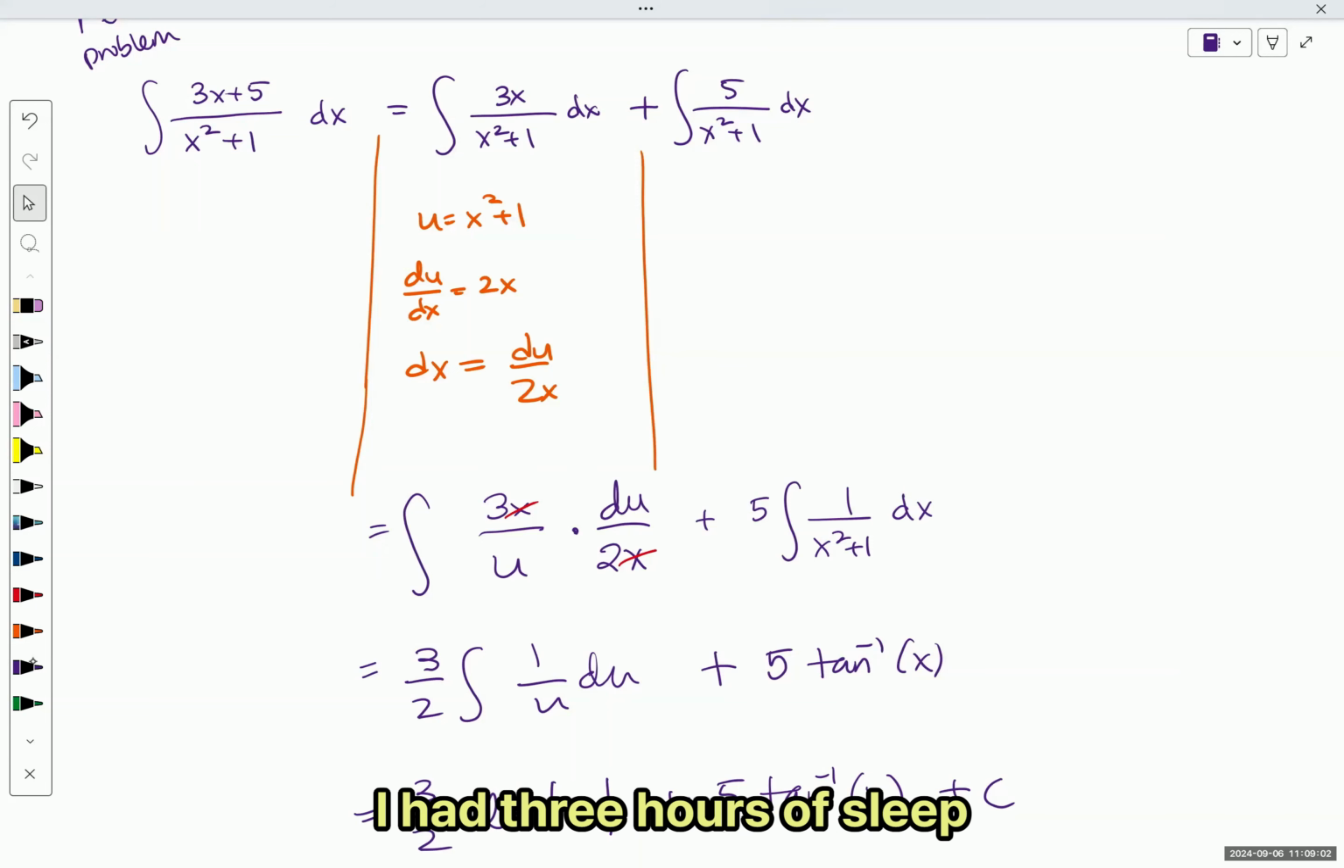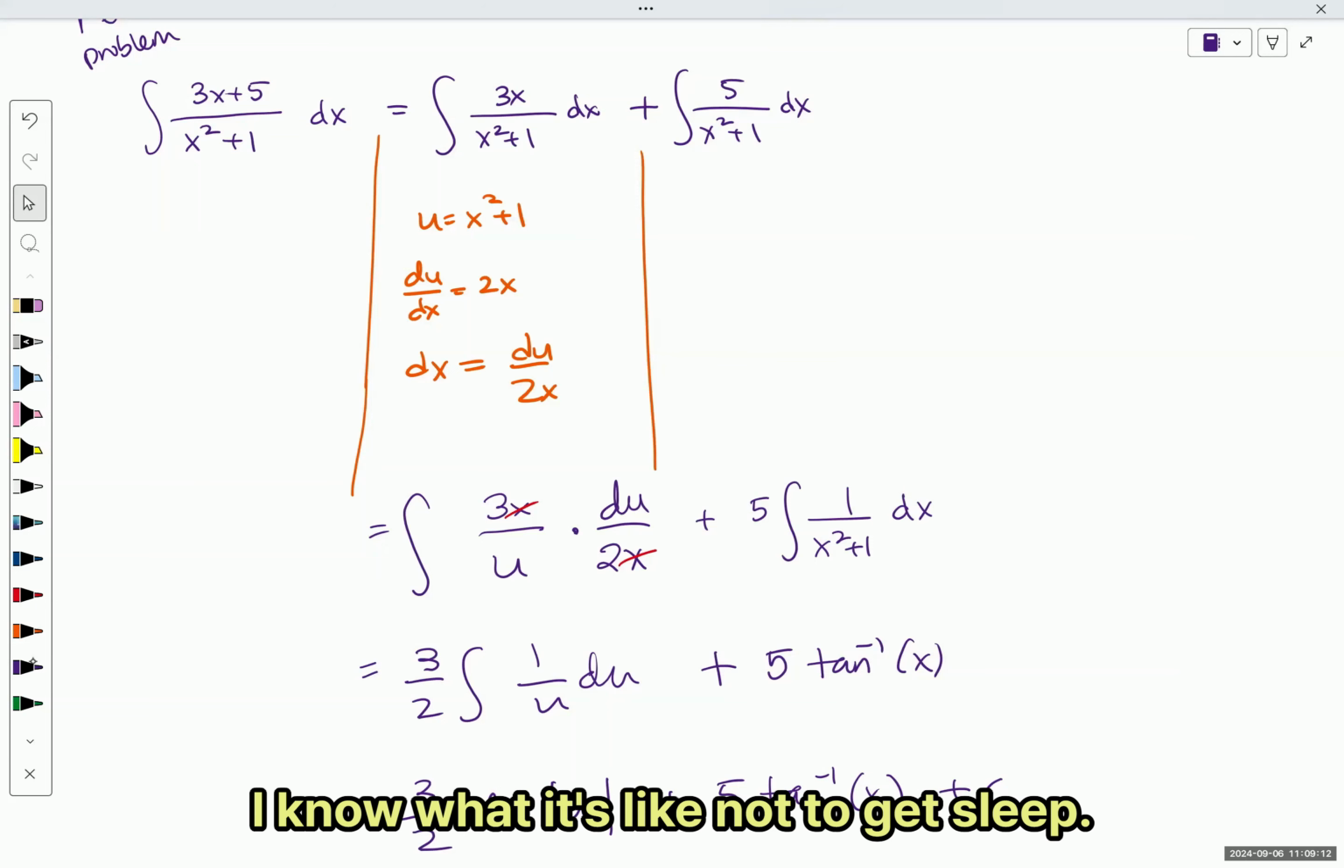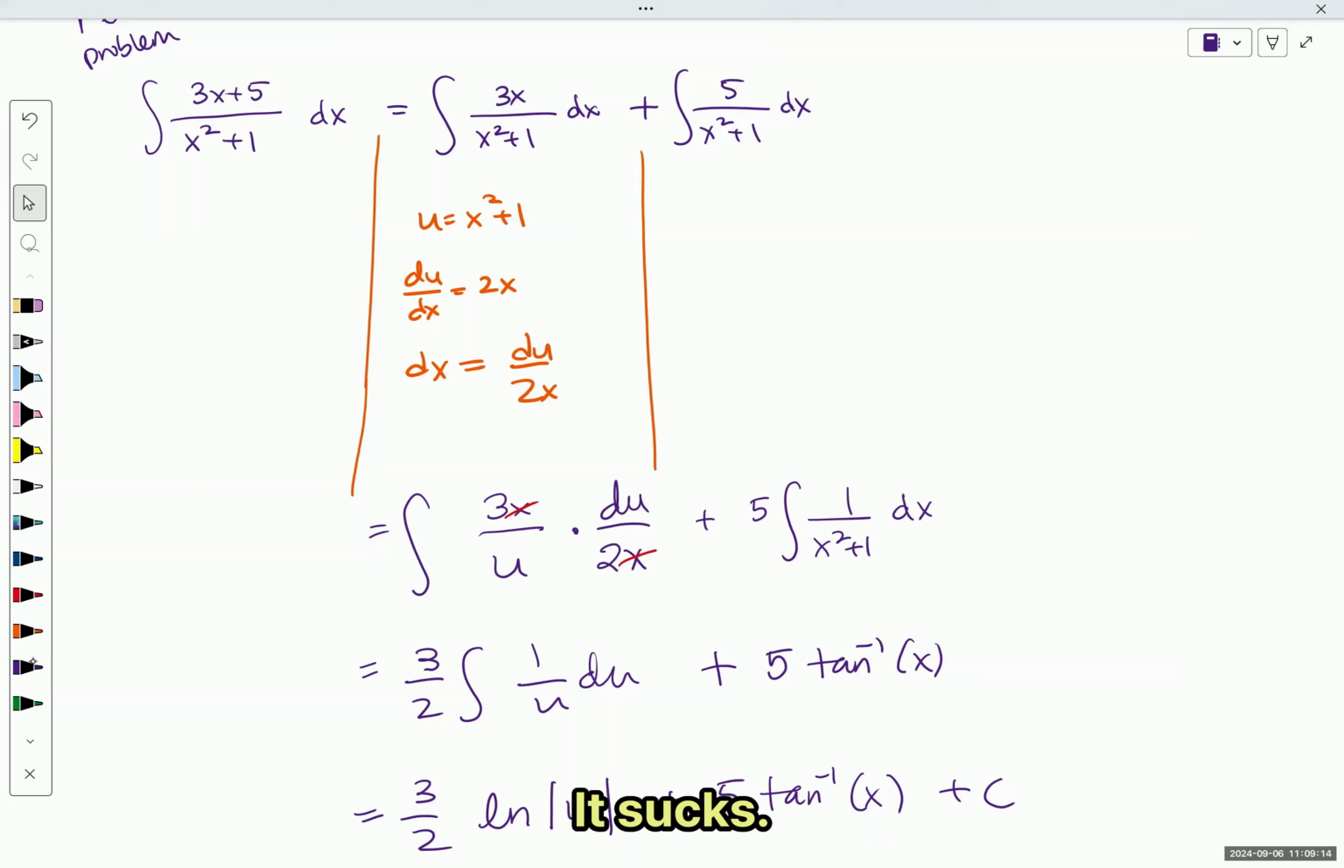How do I know this? I had 3 hours of sleep on Wednesday night, and my stats class yesterday felt like a disaster merely because I was running on fumes. I know what it's like not to get sleep. It sucks. You don't want to do that to your body right before a test.